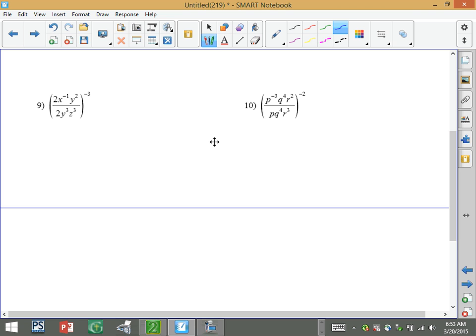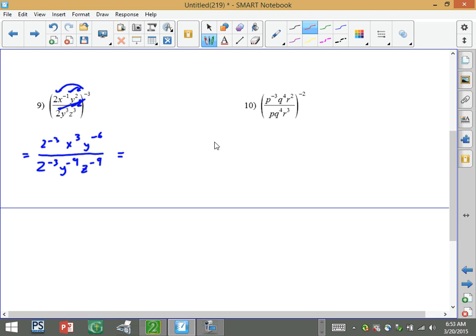Problems 9 and 10 start to get a little bit crazier, but again, this negative 3 is on the outside of the parentheses, so everything gets the negative 3, even the things in the denominator. So we have 2 to the negative 3rd, x to the 3rd, y to the negative 6th, 2 to the negative 3rd, y to the negative 9th, z to the negative 9th. So take your time. Anything with negative exponents, let's switch places.